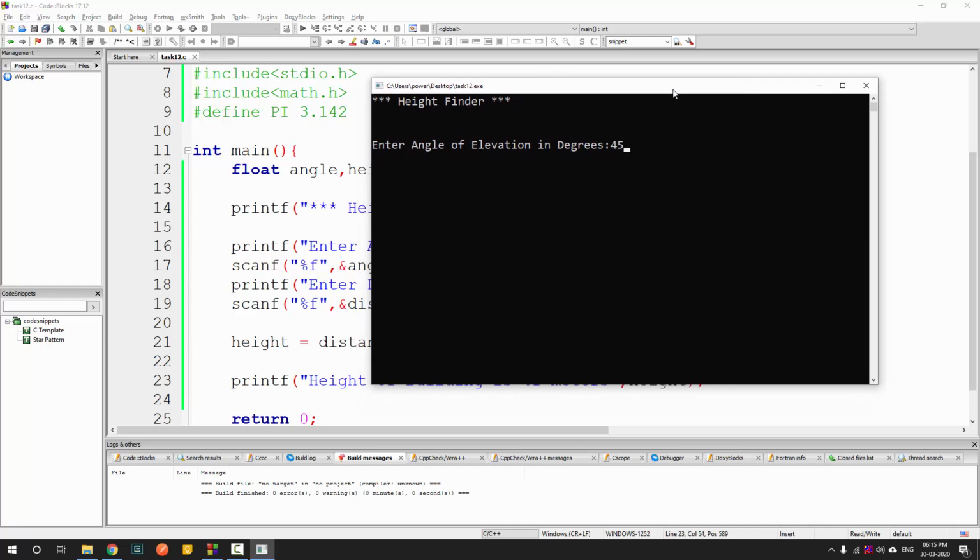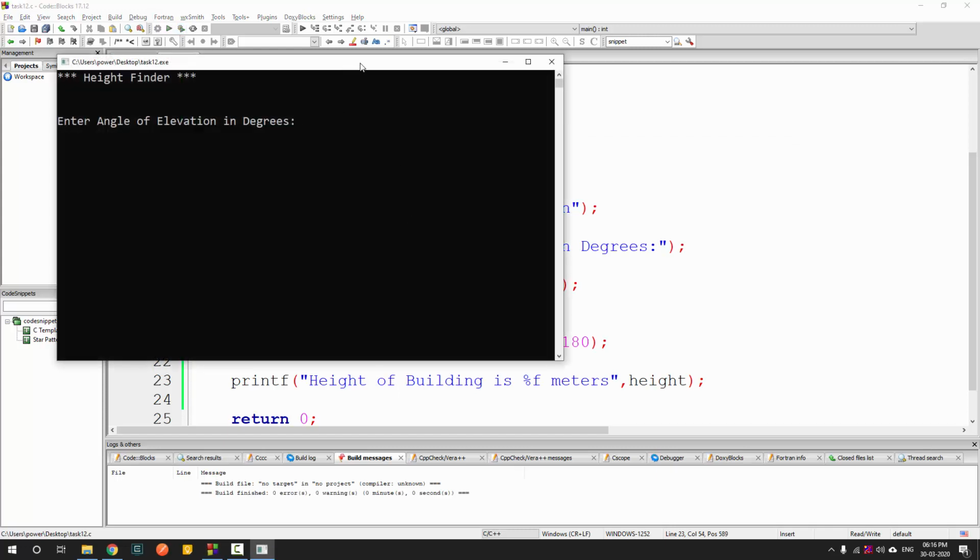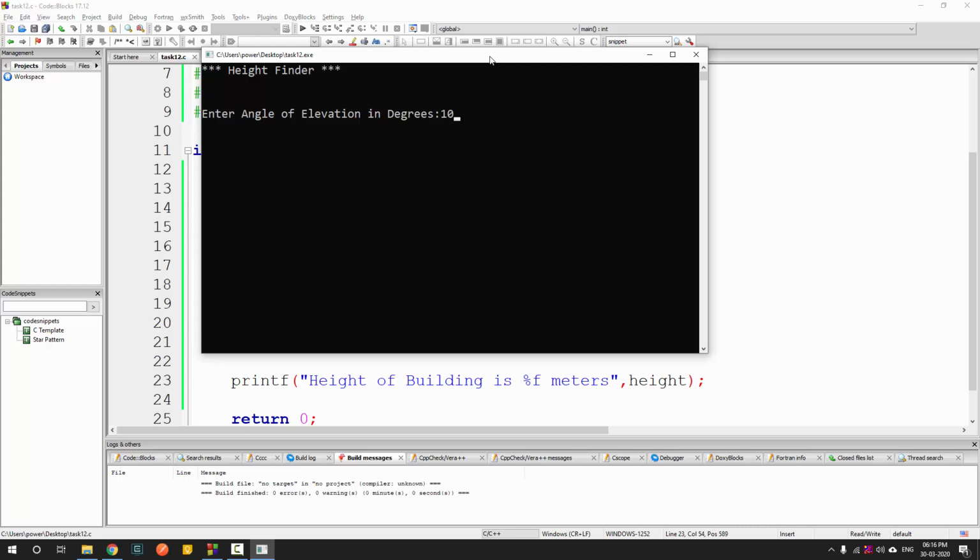Let the angle be 45 degrees and let the distance be, let's say, 500 meters. If I enter, the height of the building is 500. Perfect, because it is a 45 degree angle, the height and the distance should be almost the same. Let's try it one more time. Let's say the angle is only 10 degrees and the distance is around 2 kilometers. If I enter, the height of the building is 352 meters.